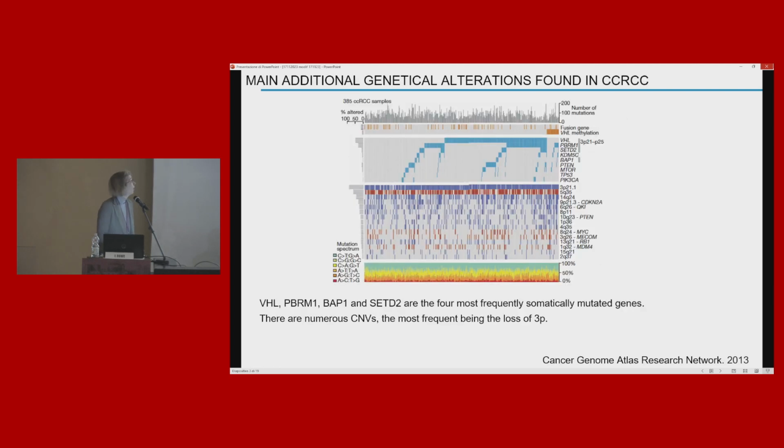But extensive genetic analysis has revealed that there are other genes that are involved. Many of them are localized on the same 3p, and they are mutually exclusive, and there are also chromosome imbalances. So in 90% of the cases it is 3p, but there are also other losses and gains of other chromosomes.